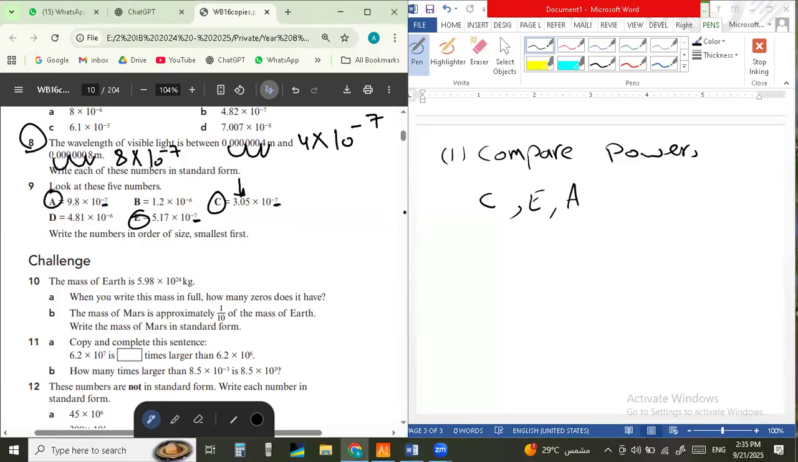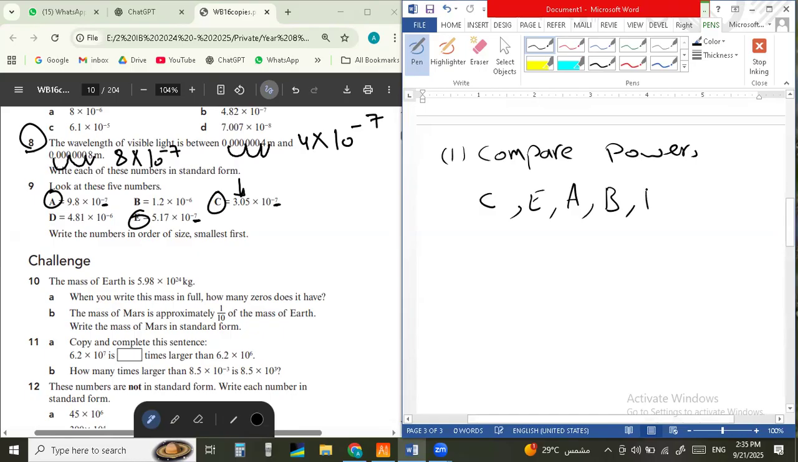Good. But I got after that B and D. Which one am I going to take? Which one is smaller? Oh, both of them have a power of -6. Yeah, so look at the number that is written over there. 1.2, 4.81. Well, it is 1.2. So I'm going to write here B. And the greatest of them all is going to be D. D is the greatest number. So again, as we agreed, it's going to be C, then we're going to have E, then we're going to have A, then I'm going to go to the power of -6, B, and the largest is D.